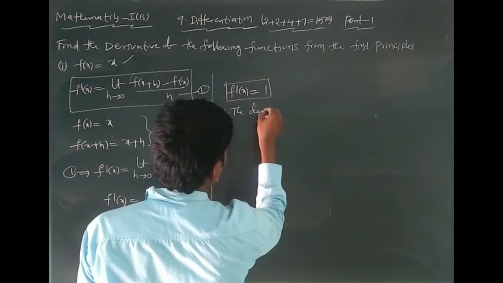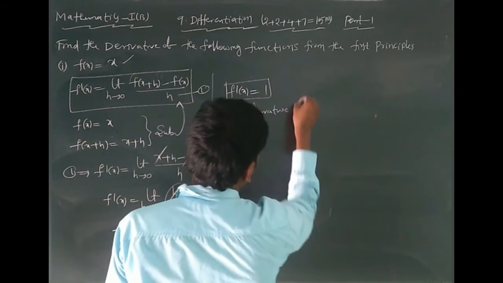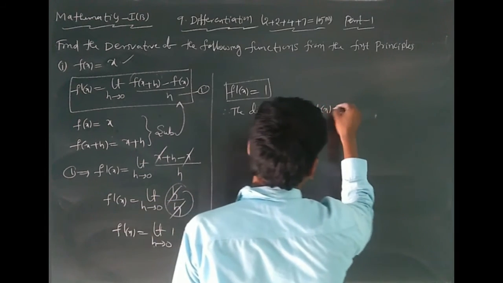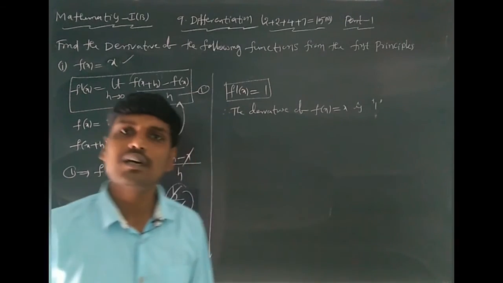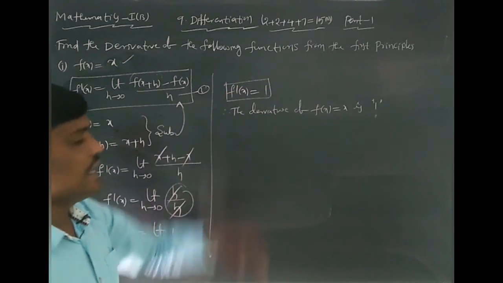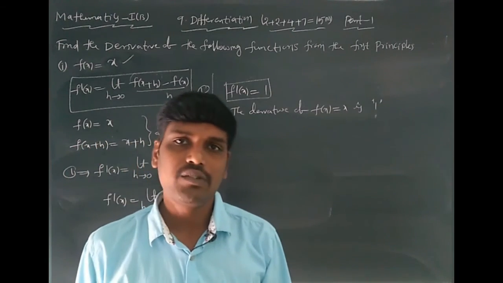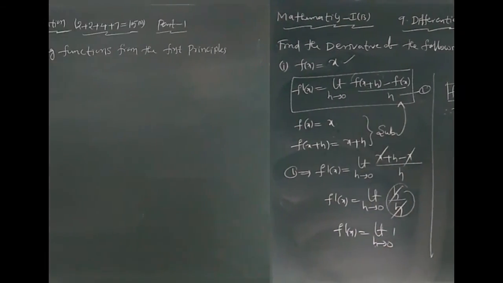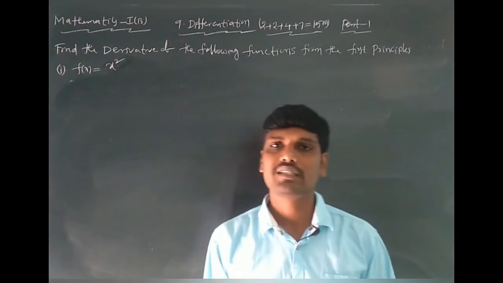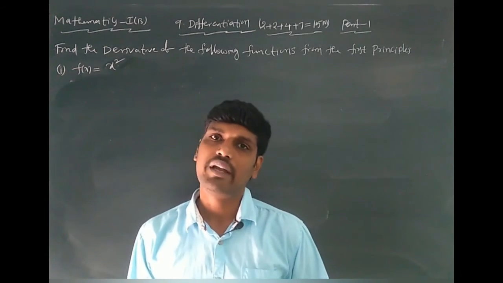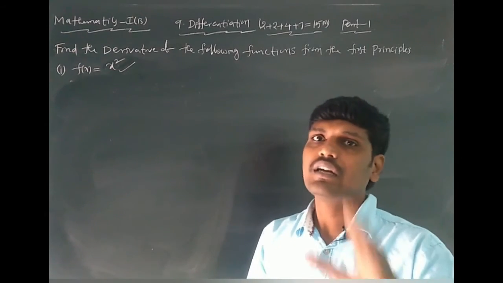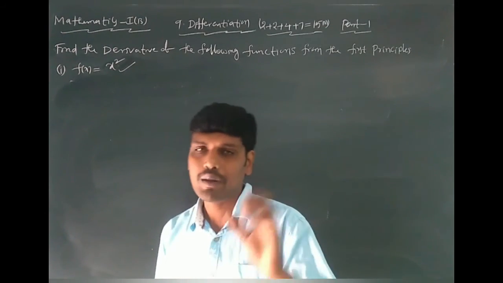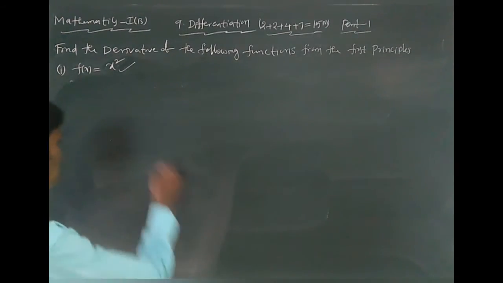Therefore, the derivative of f of x equal to x is 1. This is the next problem, that is x derivative is 1. Next problem, f of x is equal to x square. Find the derivative by using first principle. Here f of x equal to x square. This problem is a homework problem. First we write the first principle formula.